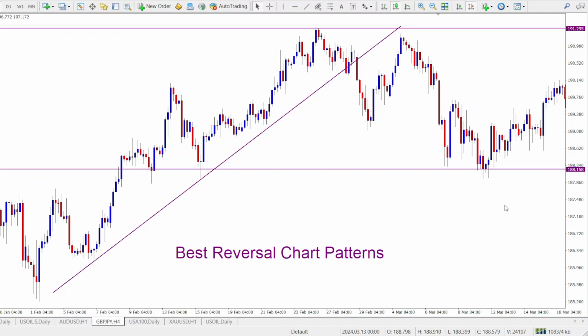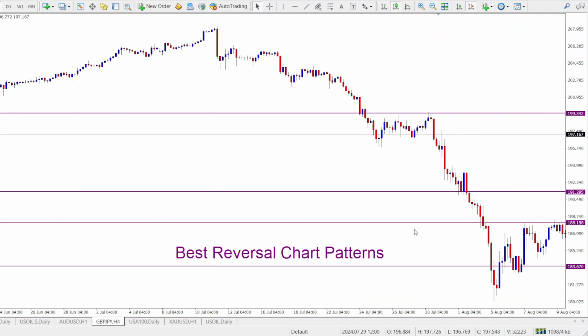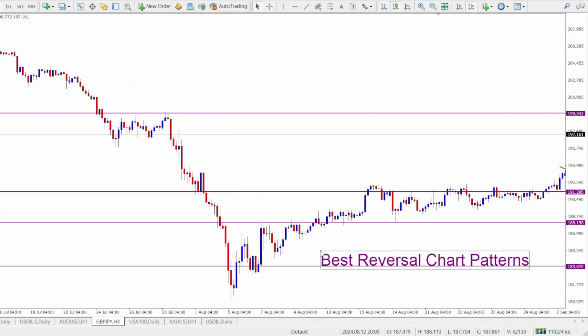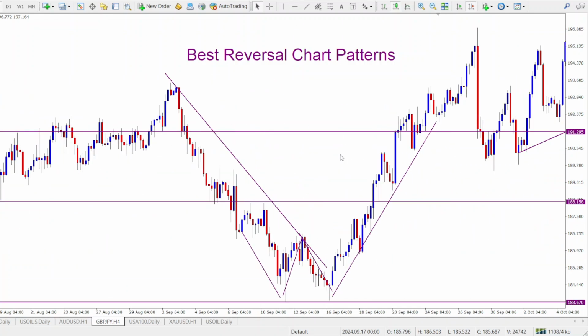So let us talk about double tops and double bottoms. That is the next chart pattern we're going to be talking about. I already gave two examples each. Double tops and double bottoms are also among the most common chart patterns.